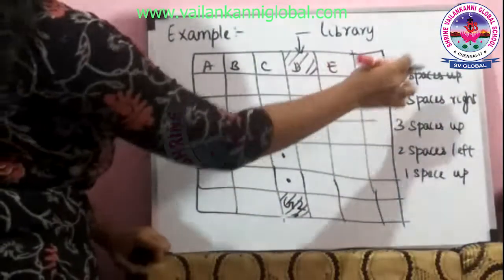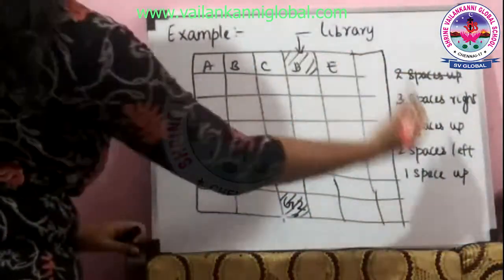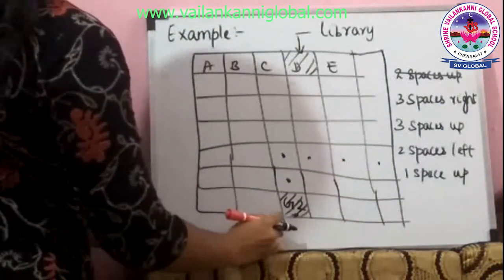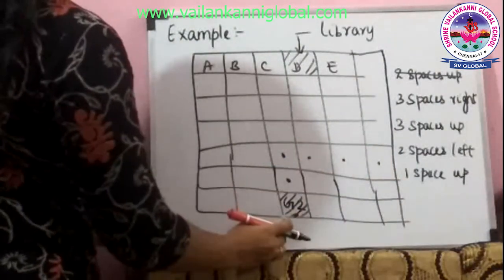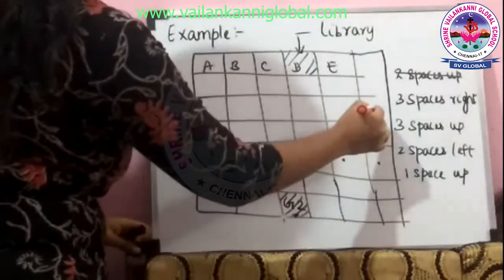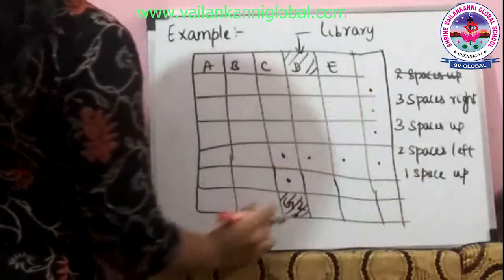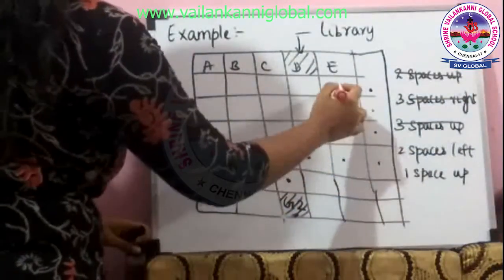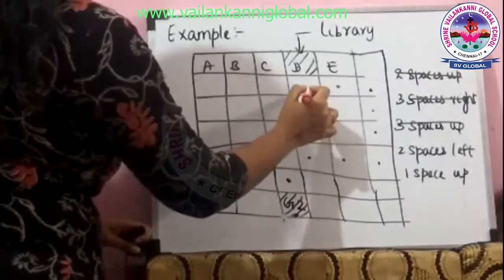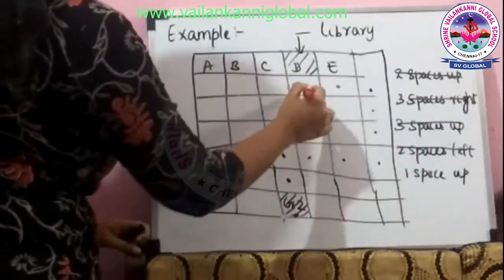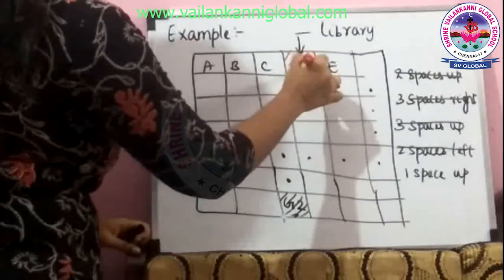Next, 3 spaces towards your right. Right means towards this side. So 1, 2, 3. So here is your right. Then 3 spaces up. 1, 2, 3. This is also over. Next, 2 spaces left. 1, 2. This is also over. Then 1 space up. 1 space up means here. So this is your library.